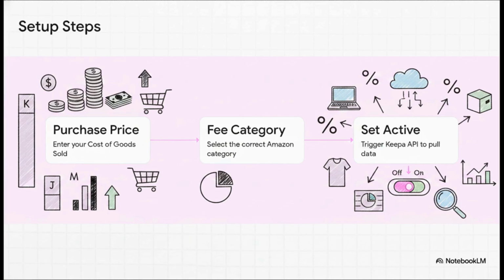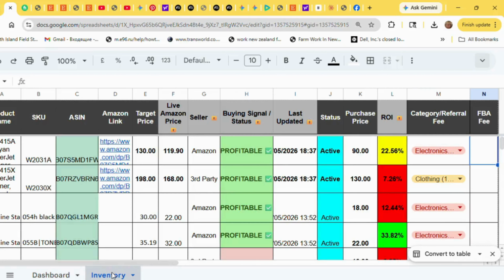The process is basically 3 really straightforward steps. First up, you enter your purchase price. This goes in column K. This is your cost of goods sold, and the sheet won't calculate a single thing without it.